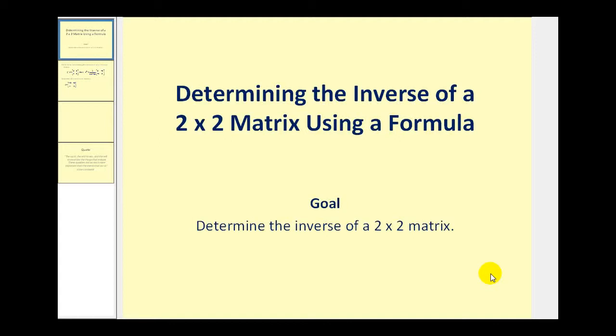Welcome back. Today we're going to take a look at how to find the inverse of a 2 by 2 matrix using a specific formula.